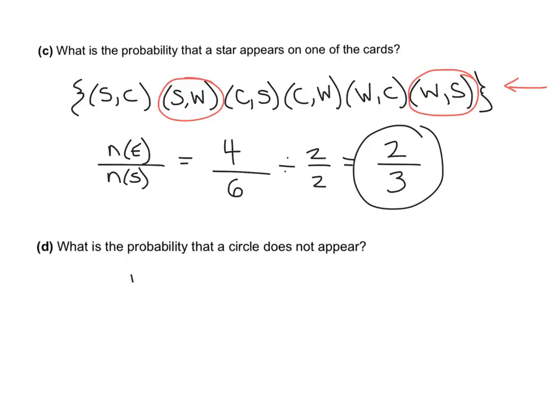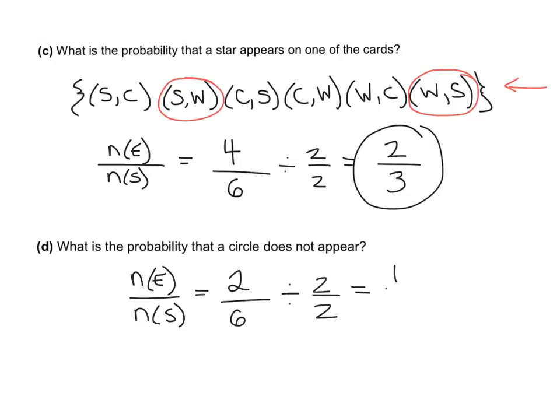So when I write this in probability form of NE over NS, I have 2, because NE is the number of times that a circle does not appear, over 6, because NS is the total number of all possible outcomes in the set. Now my probability is 2/6, but I want to write this as a reduced fraction. 2 and 6 are both divisible by 2, so I can divide the top and bottom by 2. 2 divided by 2 is 1, and 6 divided by 2 is 3. So my probability for part D is 1/3, and that's the probability that a circle does not appear.